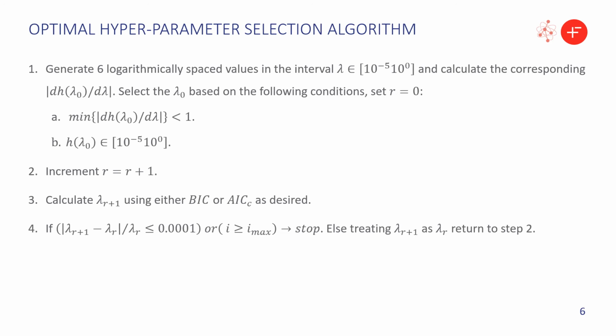The trials value, which corresponds to the initial value of lambda 0, is selected based on the following conditions. We select the one that has the minimum value of the absolute value of the first derivative of h(lambda), which is less than 1. And obviously h(lambda) itself must be in the trials interval. Within each increment, we then recalculate lambda r plus 1 using either the BIC or AICC formula as desired, and we continue until convergence.